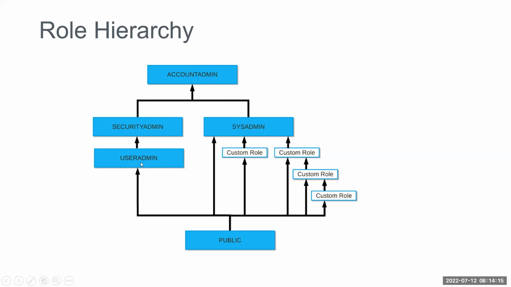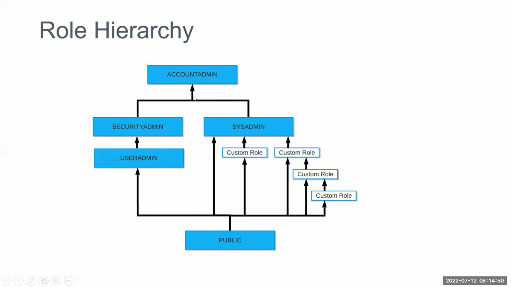Like the way user admin is a subset of security admin, I said, right? Whatever user admin can do, all those things can be done by security admin also. That means security admin is inheriting the properties of user admin. You know inheritance in Java concepts, right? So what we can do using user admin, the same can be done by security admin also. And whatever can be done by security admin can be done by account admin also.